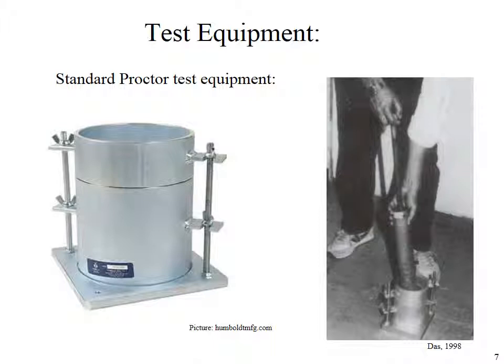Standard Proctor test equipment. This is the typical standard Proctor test mold, that is the base, this is the collar, and that is the actual mold we have to use for the standard Proctor test, and this is the hammer, and we use this hammer to compact the specimen. But nowadays we can use an automatic machine. We just have to set the number of blows and drop height, then the machine will automatically compact the soil to the desired depth and number of blows per layer.